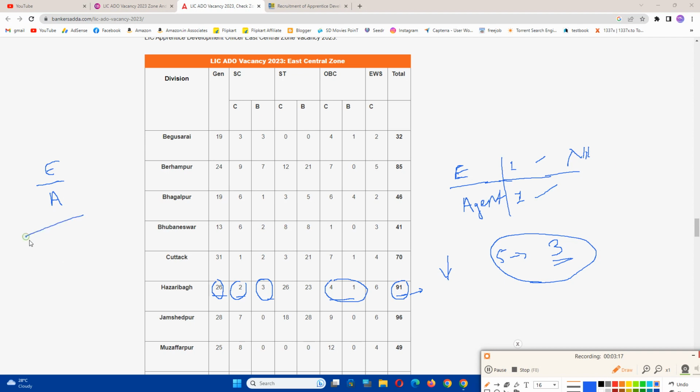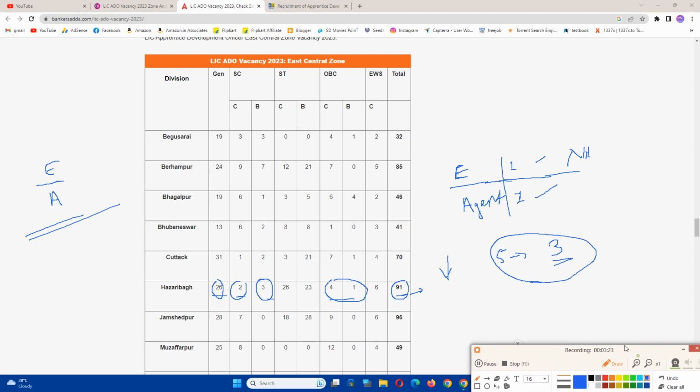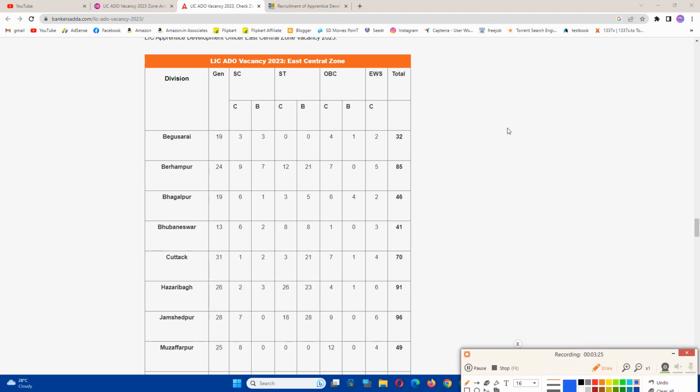And I will talk about the waiting list. Yes, definitely the waiting list will come. Why? I will tell you, there are 2 major reasons for that. Number one is the bond, a very heavy amount of bond, that is 3 lakh, which is a very big amount, and this is for 4 to 5 years. Why? 1 year for the training period, and 4 years for the rest. So if you leave this job, then you will have to pay 3 lakhs to the company.